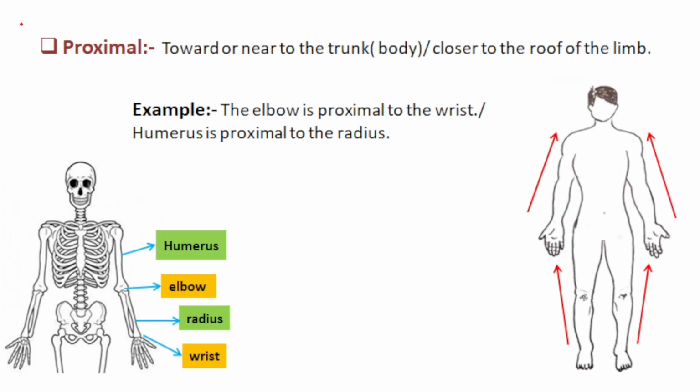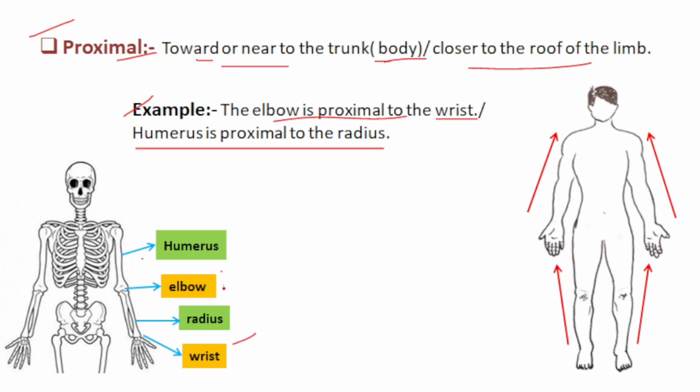Then the next concept is proximal and distal. First, proximal. The organ or structure toward or near the trunk is called proximal, or closer to the root of the limb is also called proximal. For example, the elbow is proximal to the wrist, or the humerus is proximal to the radius. You see in this picture, I tried to differentiate both examples with different colors. First example, the elbow is proximal to the wrist. You see that this is the elbow and this is the wrist. So the elbow is closer to the body as compared to the wrist. That's why the elbow is proximal to the wrist.